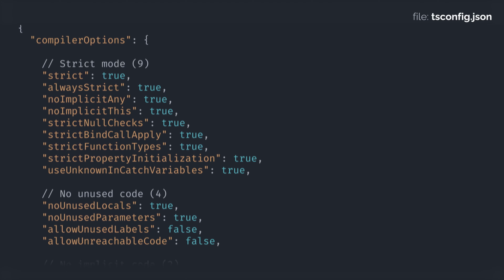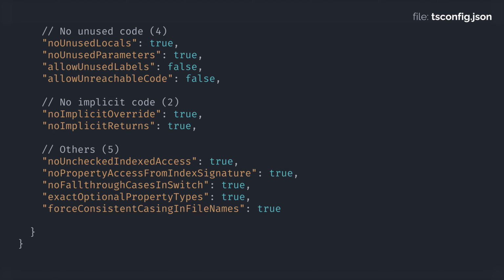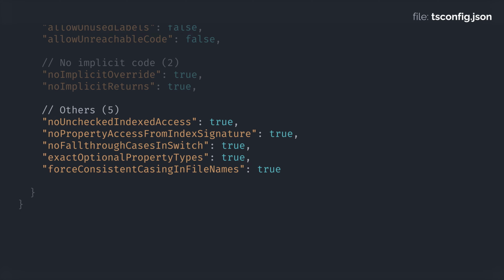Without further ado, these are the 20 TypeScript compiler options that we recommend. Of course, a real tsconfig.json would also have other flags, such as target, outDir, sourceMap, etc. But we're only interested in the type checking flags. We group them into 4 categories: strict mode, no unused code, no implicit code, and others.